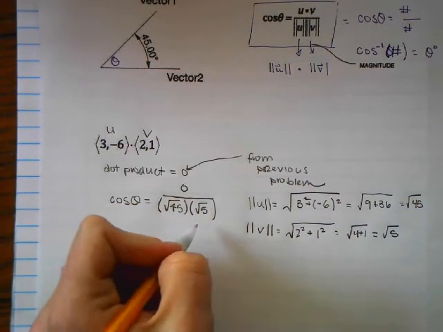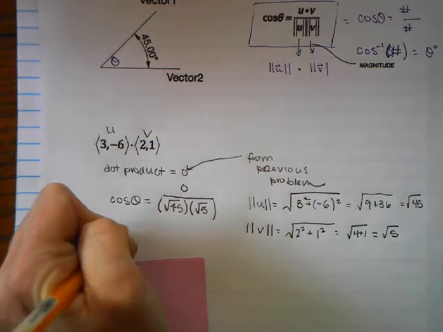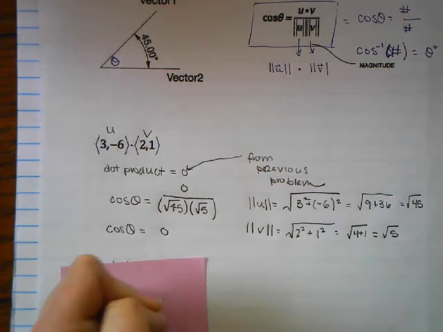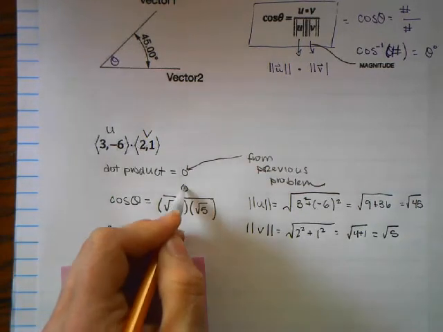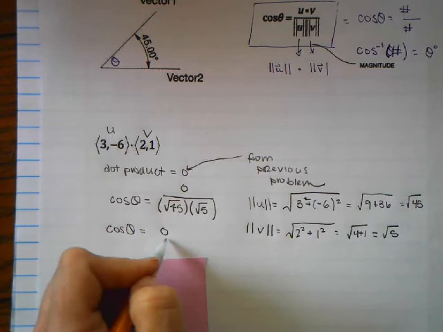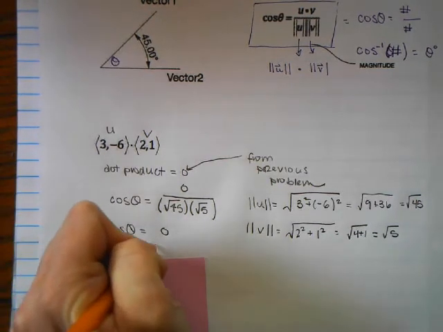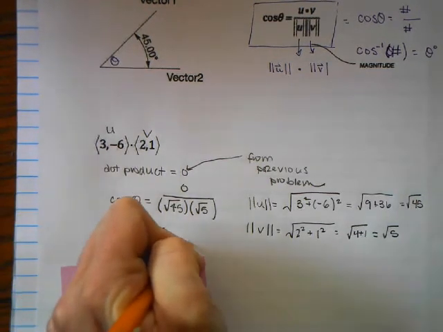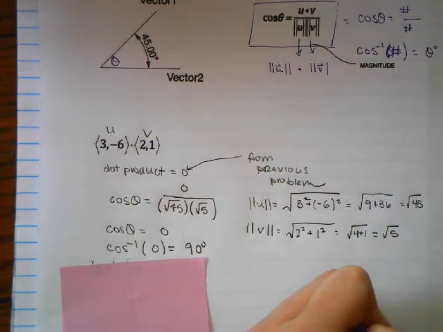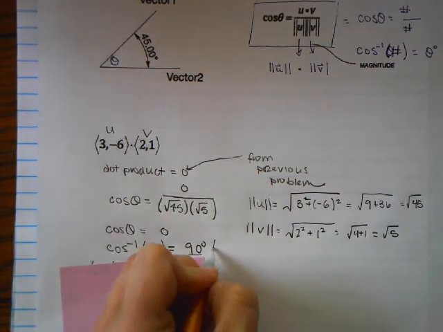Okay, so if we simplify this, we know 0 divided by anything is 0. So I'm sitting at the cosine of theta equals 0. Okay, this divided by this gets me 0. We're going to take the cosine inverse of 0. Use my fancy calculator, and I'm going to get 90 degrees.